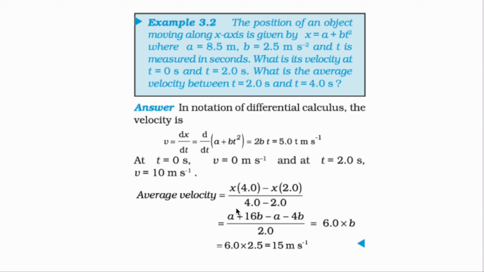So average velocity, what you will do, position at fourth second minus position at second divided by 4 minus 2, that is a plus 16b minus a minus 4b divided by 2, that is 6 into b. So b is already given as 2.5, 6 into 2.5, that is 15.